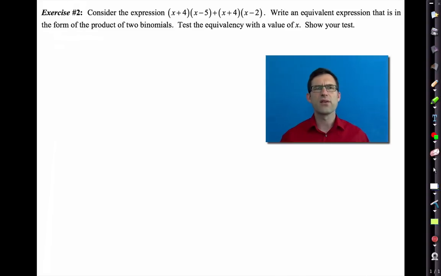All right, let's take a look at number 2. Consider the expression x plus 4 times x minus 5 plus x plus 4 times x minus 2. Write an equivalent expression that is in the form of the product of two binomials. Test the equivalency with a value of x. Show your test. Now, I bet that some of you have already caught on. So if you think you understand what's going on, pause the video and take as much time as you need to try to answer this question.